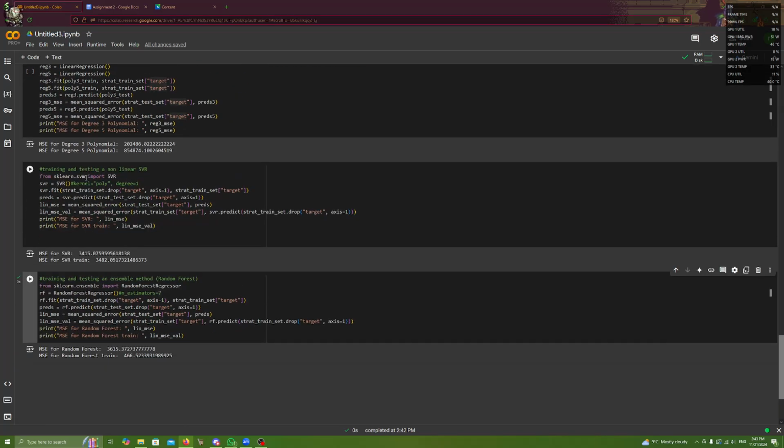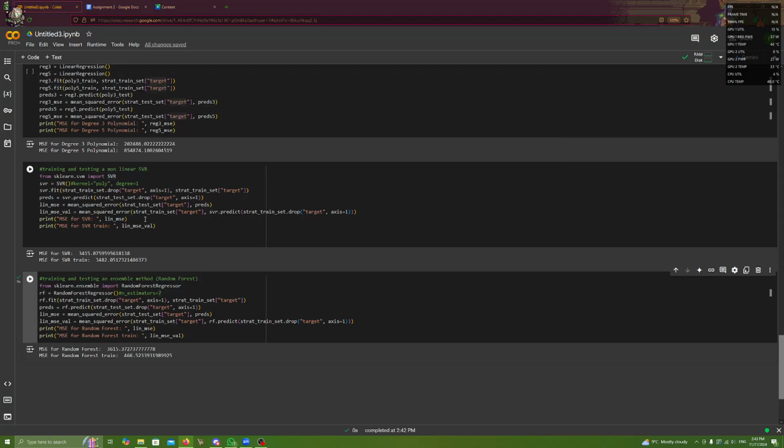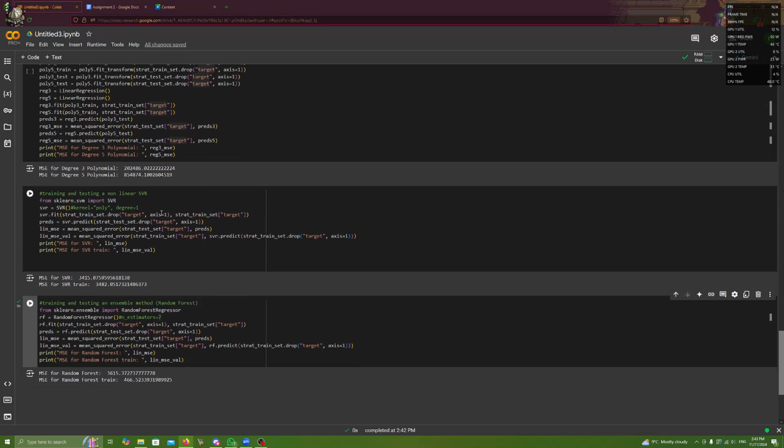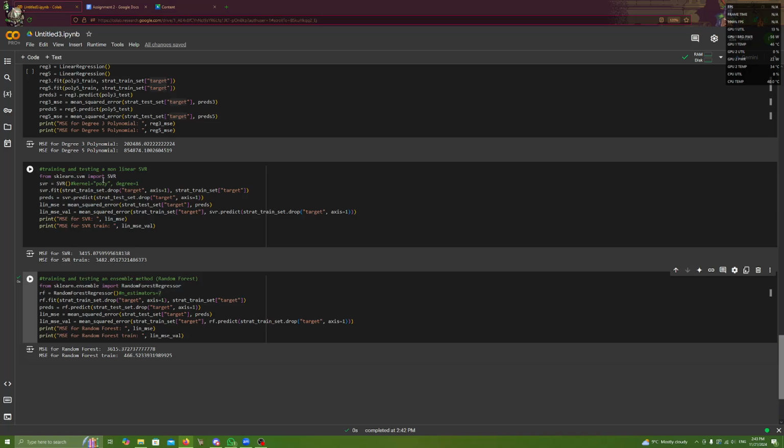As I've mentioned, the nonlinear models are more robust, at least in this assignment, and with proper optimization, they will achieve better results than the linear models. However, at default parameters, you can see the SVR is not performing well, and the random forest regressor is severely overfitting the data.